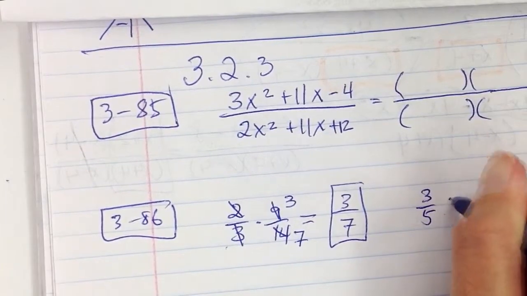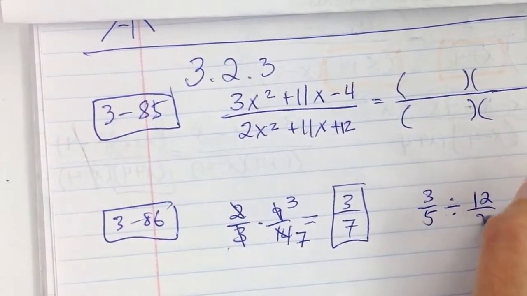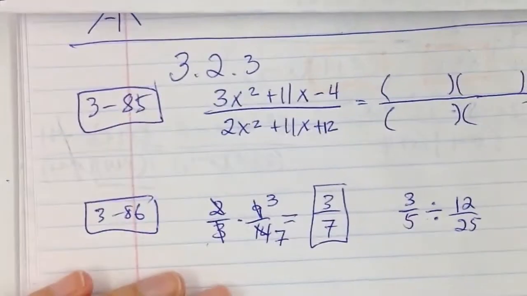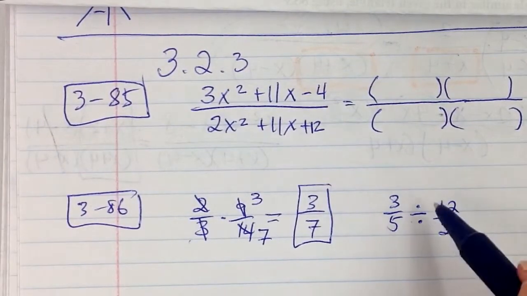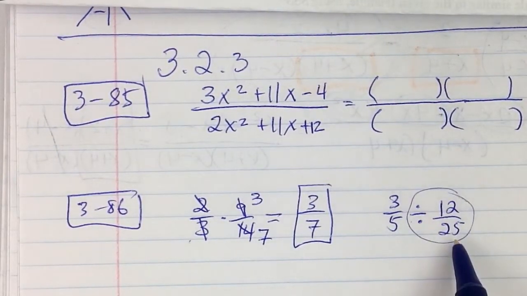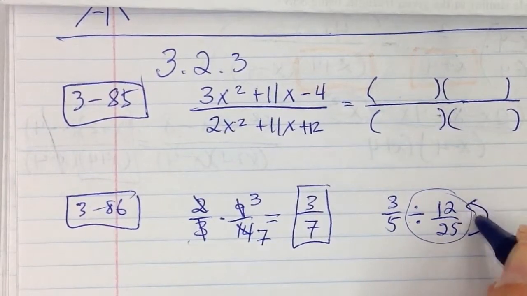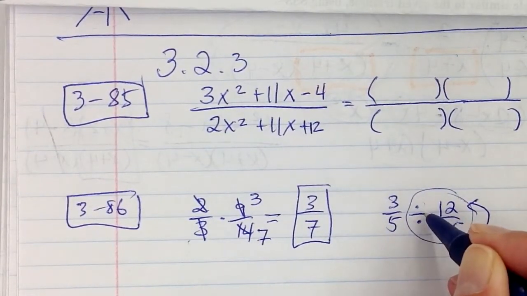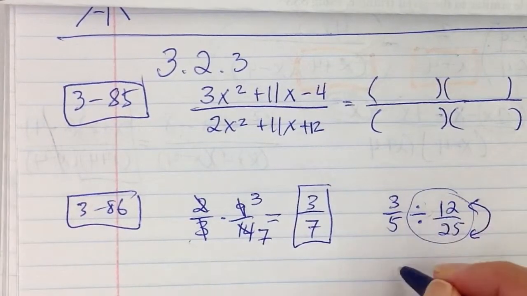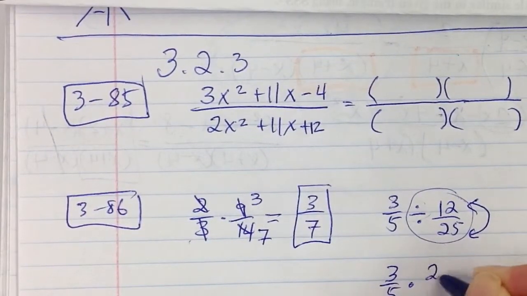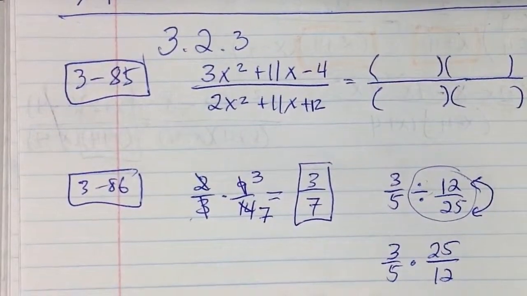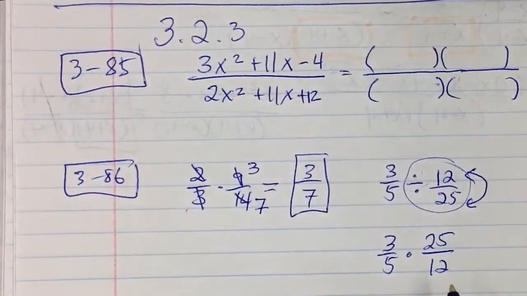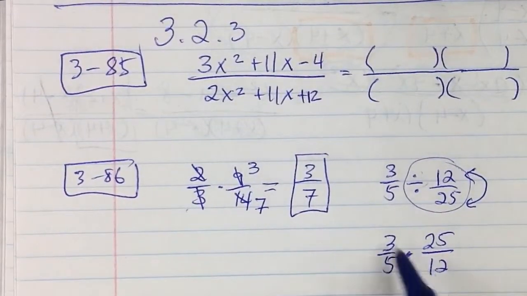3/5 divided by 12/25. Okay. Do we actually divide when we divide fractions? No, right? We never divide. We always multiply. So what do we do when we have a division right here? Flip it, right? We're going to flip this fraction and change that division to multiply. We multiply by the reciprocal. So 3/5 times 25/12. It's probably the first time you learned the word reciprocal was when you were learning how to divide fractions. Now that we've changed it to multiplication, we can cross-reduce.